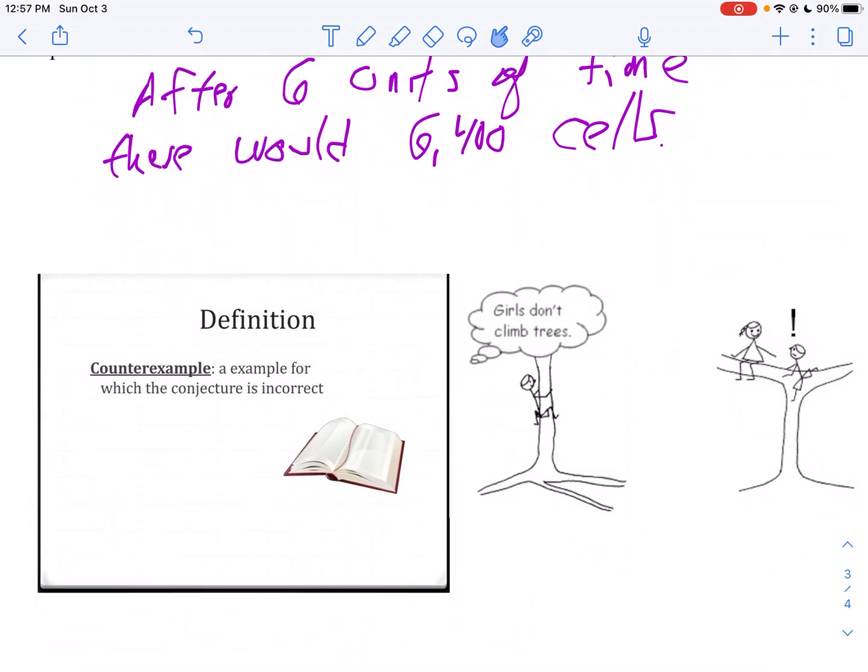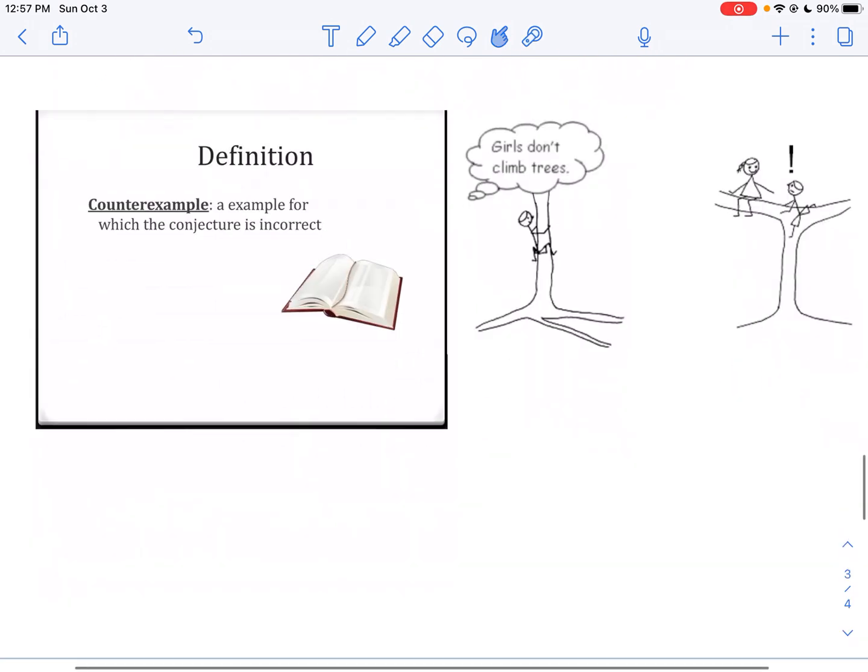Now, a counterexample is an example that shows conjectures that are false. So remember, we said a conjecture is a guess. It might be false. Well, here's a conjecture. It says girls don't climb trees. And if we take a look at here, here's a girl sitting in a tree. So that conjecture is false.